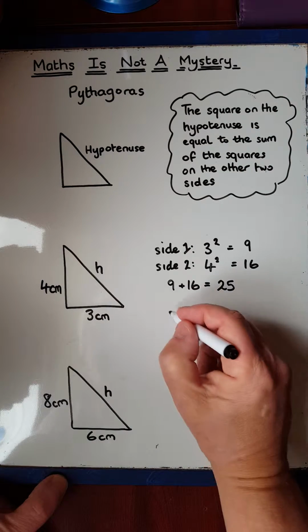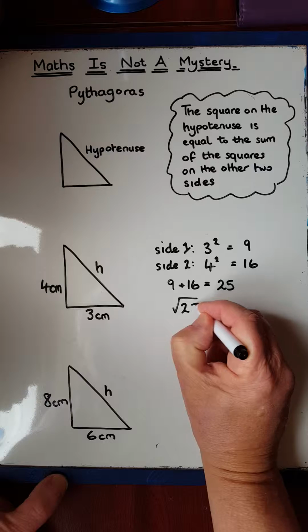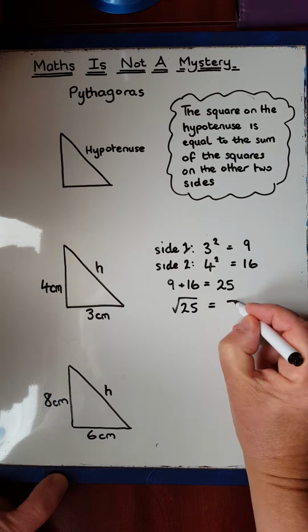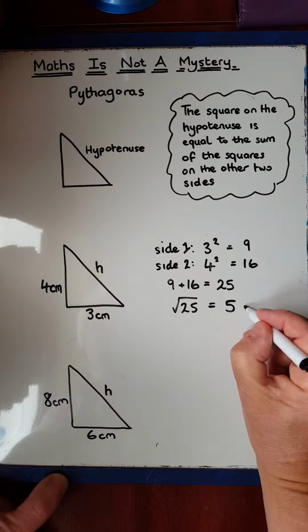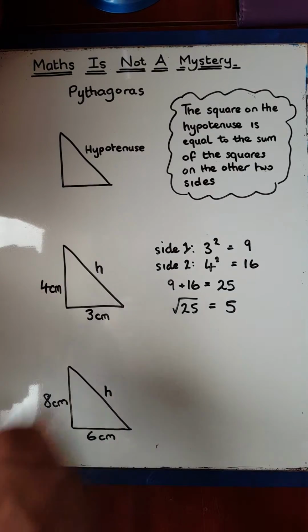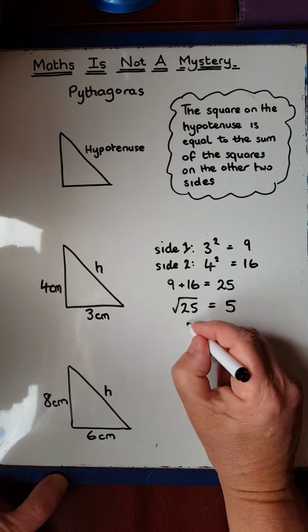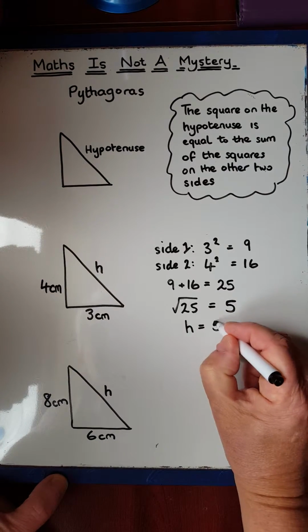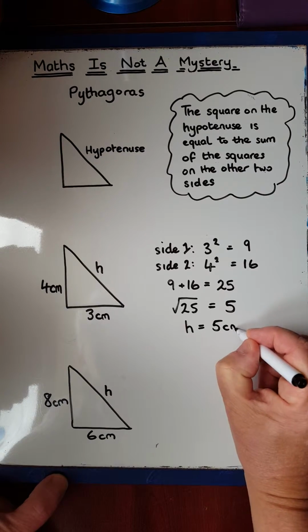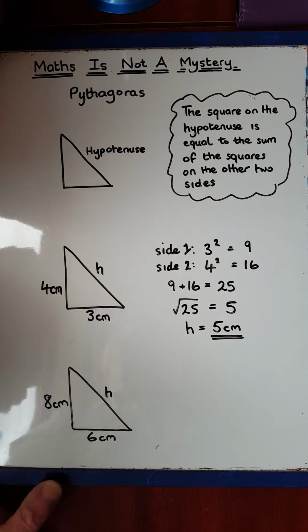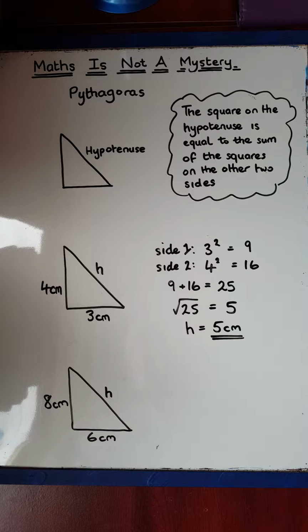To find the actual length of it, we have to find the square root. The square root of 25, as you know, is 5. So the length of the hypotenuse is 5. H equals 5. And if you want to get full marks, don't forget to put the units. 5 is not the answer. 5 centimetres is the answer. You will get extra marks for writing the units.